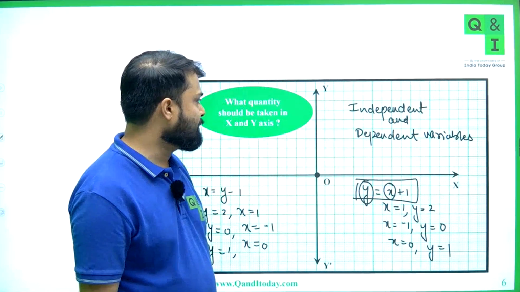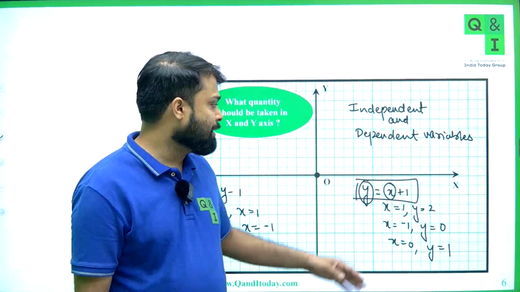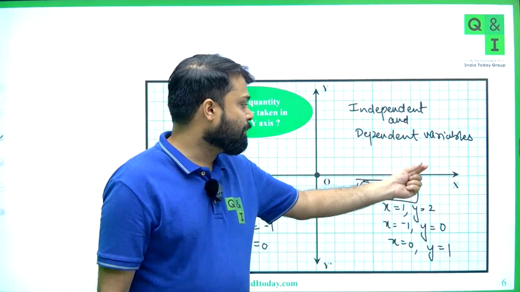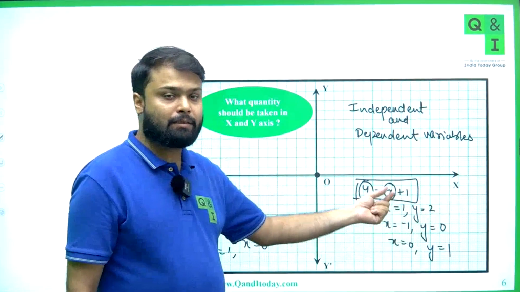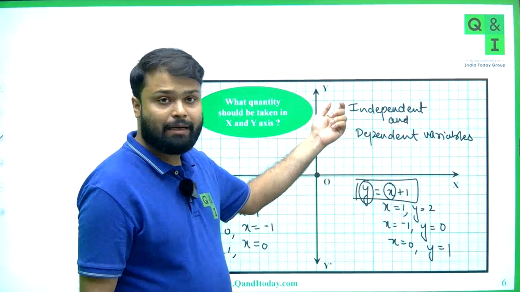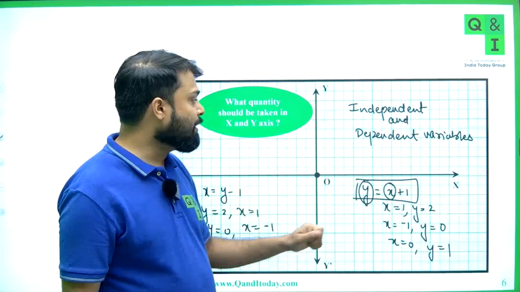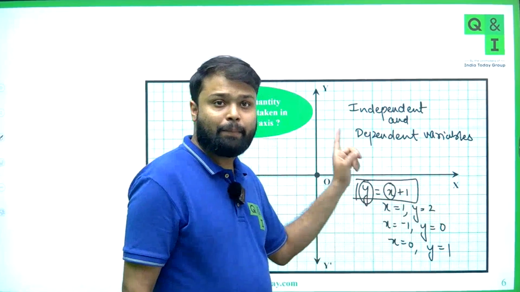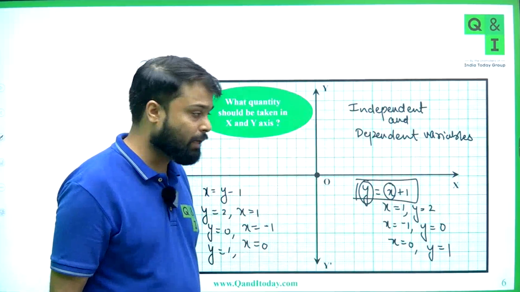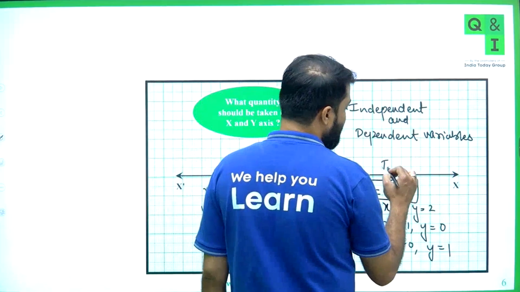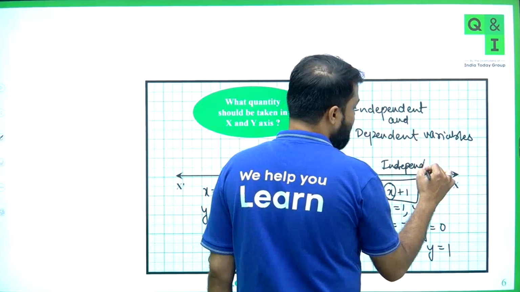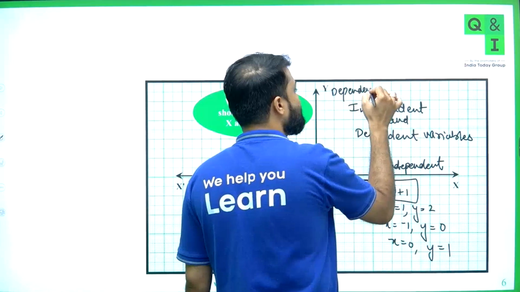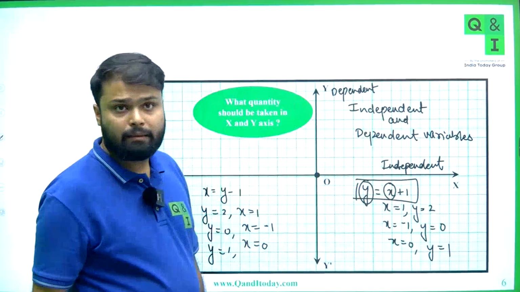Now, quantities which we take on x and y axis. Which quantity do we take on the x axis, and which on the y axis? Do we take dependent or independent variables on the x axis? Generally we take independent variables on the x axis and dependent variables on the y axis. Yes or no?